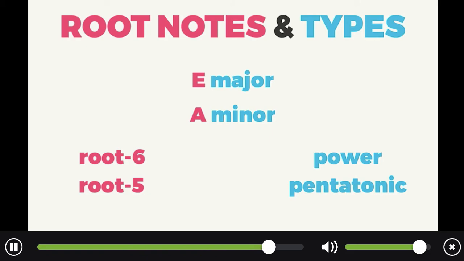Okay, so remember that the names of chords, scales, and arpeggios have two parts: the root note, or the starting note, and the type, like major or minor. Alright, let's go play.